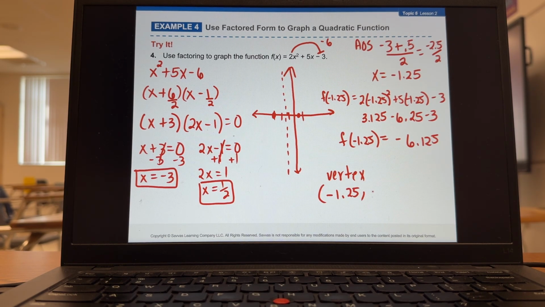So my vertex is at -1.25 and -6.125. So 1, 2, 3, 4, 5, 6, 7, be right about here. And then I can draw, it's not so pretty, but it's okay, your graph. It's supposed to be a little curve. That's example 4. Example 5, 6 examples total.